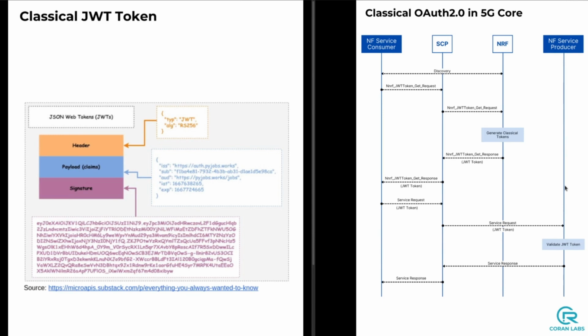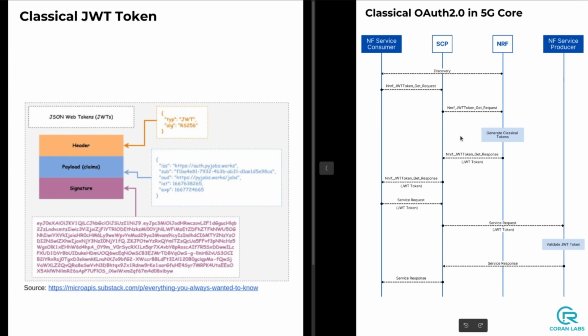In this video, we'll look at the post-quantum token-based authorization in the 5G core. We know classical JWT tokens are used in the OAuth 2.0 protocol in the 5G core, which starts with the NF service consumer requesting a JWT token and the NRF generating classical tokens, all the way to the validation of it, followed by the services between consumer and the producer.